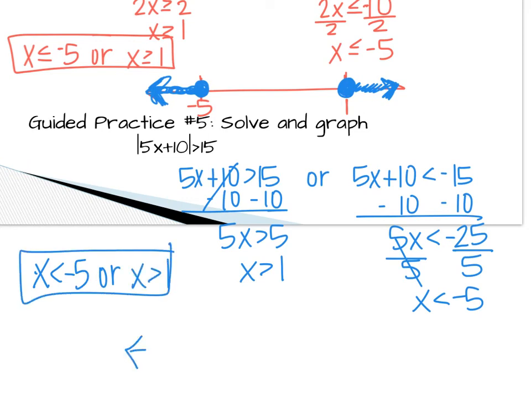Your number line is going to have negative 5 on the left with an open circle, and it's going to have 1 on the right with an open circle. And you still shade on the outside. Those answers are a lot like the ones I just had.